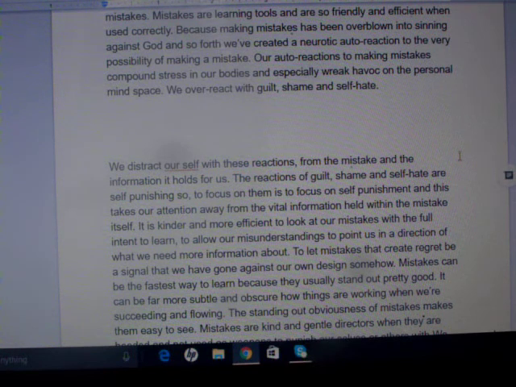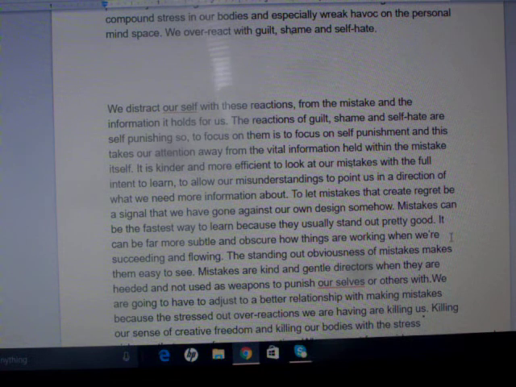It is kinder and more efficient to look at our mistake with the full intent to learn, to allow our misunderstandings to point us in a direction of what we need to know more information about, to let mistakes that create regret be a signal that we have gone against our own design somehow. Mistakes can be the fastest way to learn because they usually stand out pretty good. It can be far more subtle and obscure how things are working when we're succeeding and flowing. The standing out obviousness of mistakes makes them easy to see.